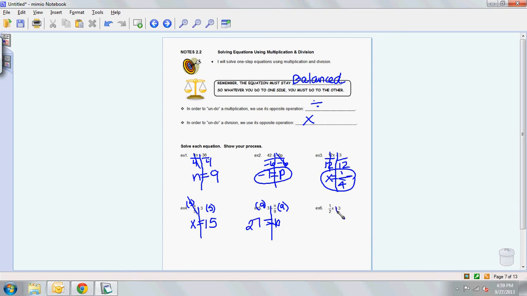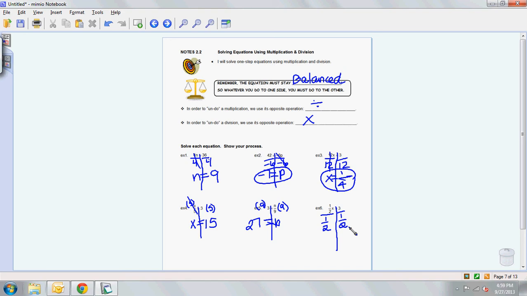And the last one, you might be freaking out because it's a fraction, but don't freak out. You can just do the same thing. This is being multiplied by 1/2. So the opposite of multiplying by 1/2 would be to divide by 1/2. So we're going to divide 1/2. And then we're going to divide 1/2.